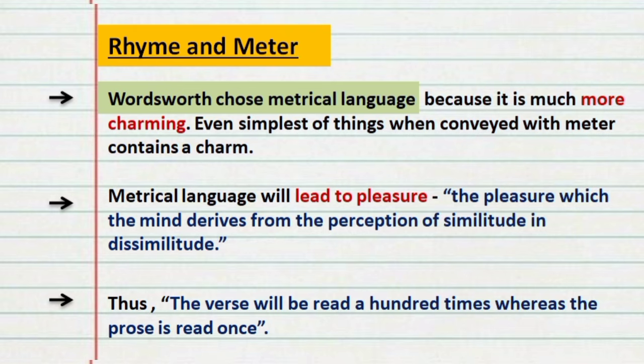He feels that metrical language will lead to pleasure, the pleasure which the mind derives from the perception of similitude in dissimilitude. Now, he hasn't explained what he means by this quoted line, but he might have meant to present something very usual in an unusual way will give the readers pleasure. And metrical language will help with that. Thus, he believes that the verse will be read 100 times, whereas prose is read once.